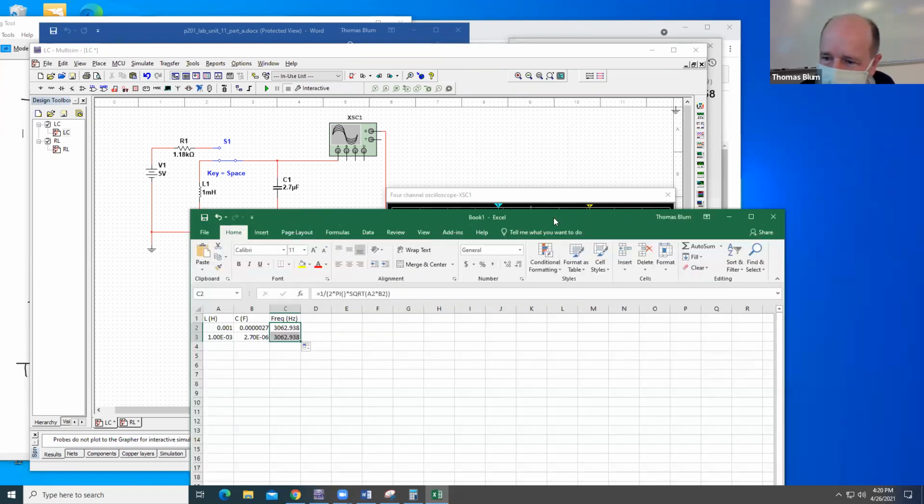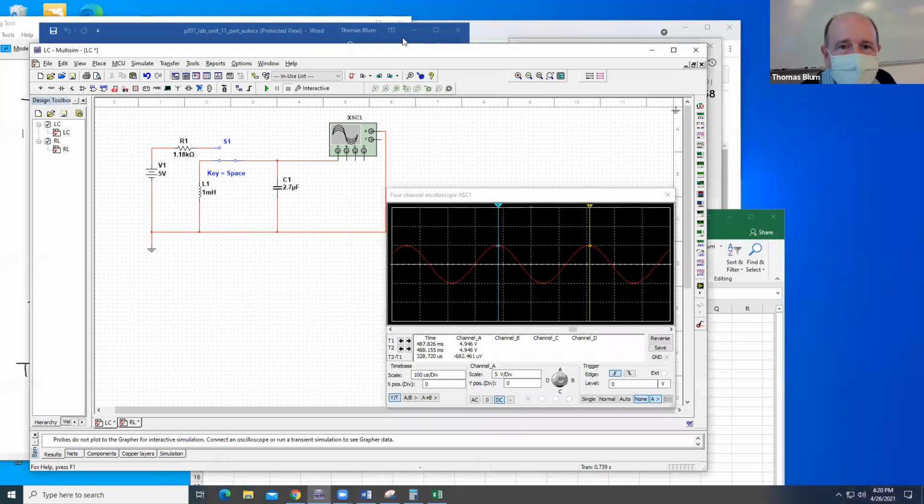There's probably some crazy calculator on the internet that does LC circuits. Who knows? Probably everything's on the internet. All right.